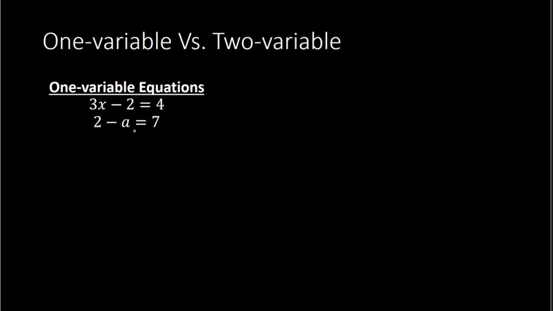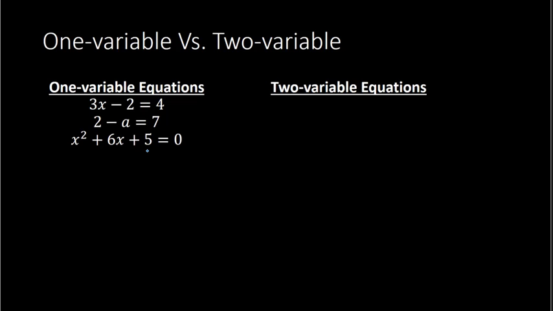We have one variable because it's just one letter. Or maybe even this, where we have x squared plus 6x plus 5 equals 0. This still only has one variable. It's just going to be x. So yes, you see it more than one time, but it only has one unique variable, and that is the letter x.